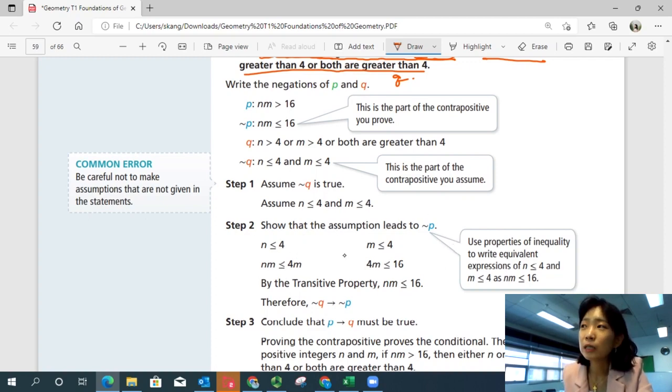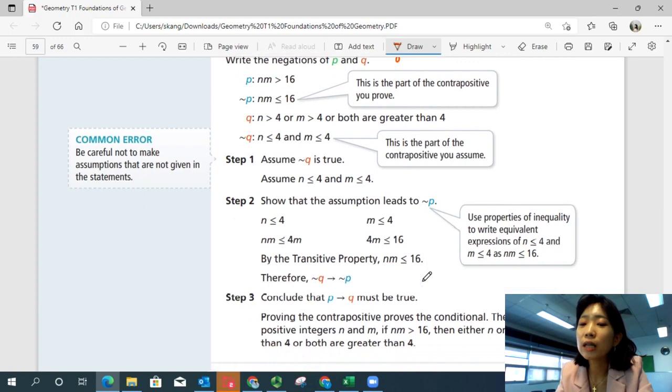By writing these expressions, you can say nm must be less than or equal to 4m, because the greatest number n could be is 4, right? So it could be either equal to or less than 4m. Same way for m as well. So by the transitive property, nm is less than or equal to 16. So therefore, not Q, then not P. And we can conclude that if P, then Q must be true. So proving the contrapositive proves the conditional.